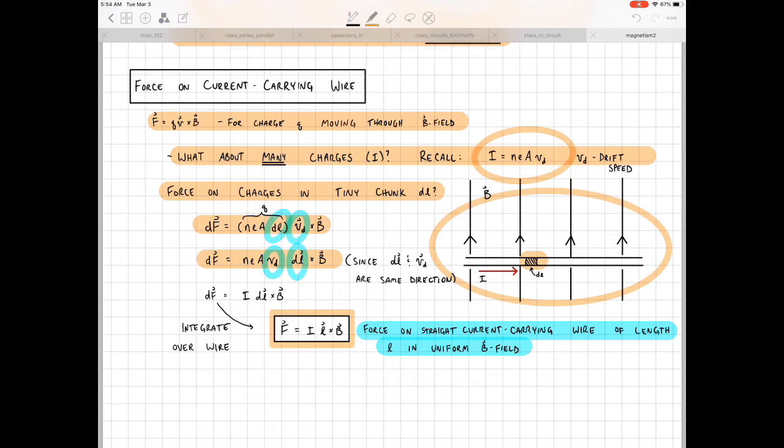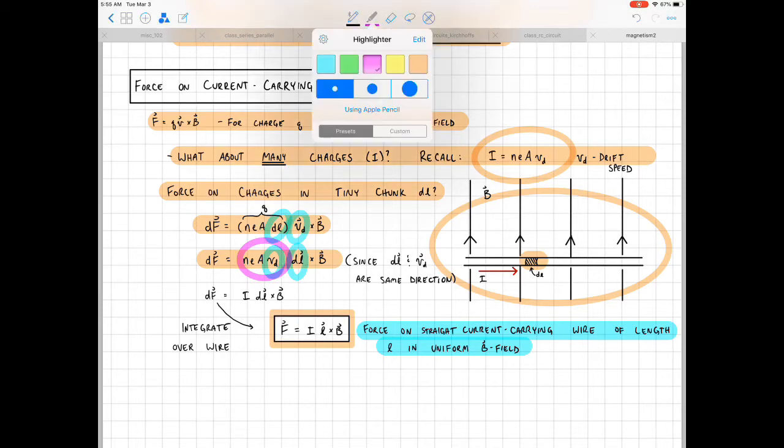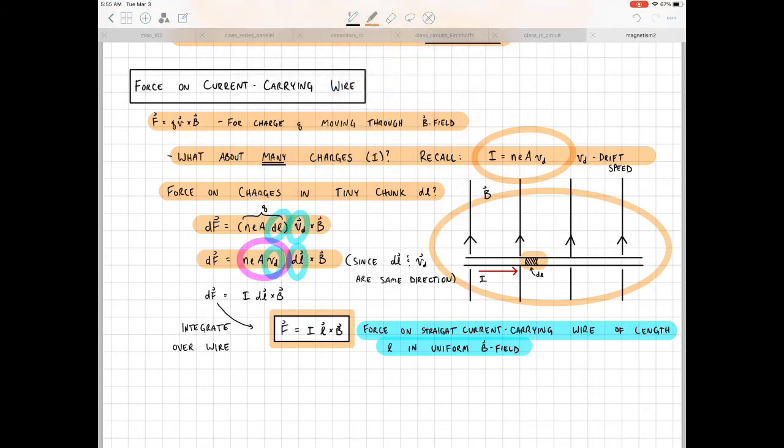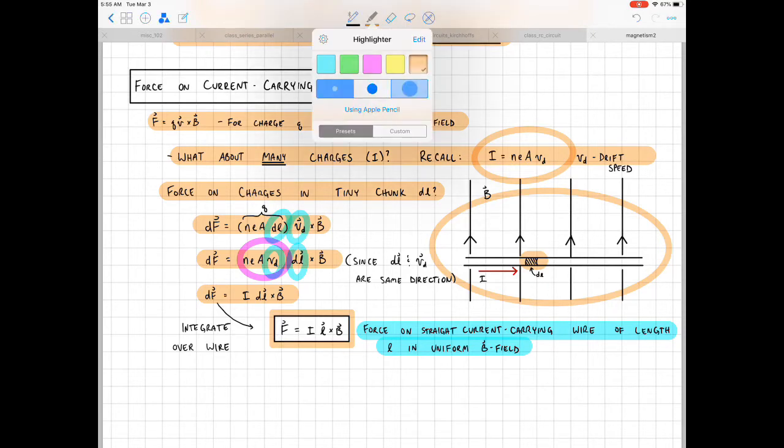And so this right here is exactly the definition for current. And so we can rewrite the entire expression as the little chunk of wire has this force dF = I dl cross B. And so if you integrate over the entire wire, or the full length, then you get this expression down here.